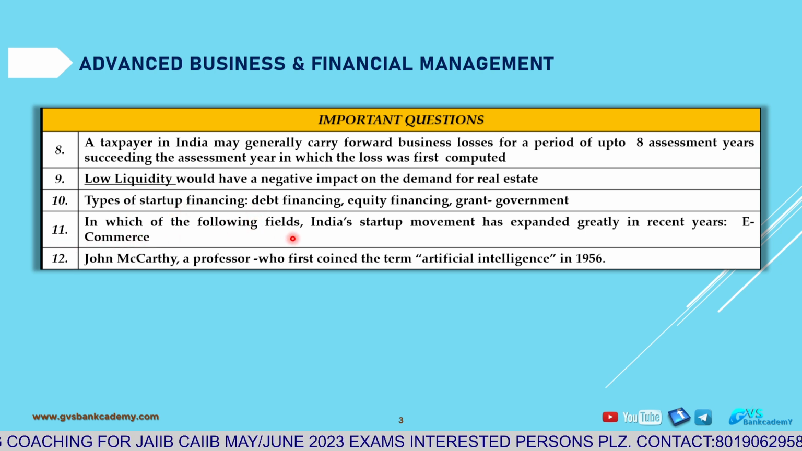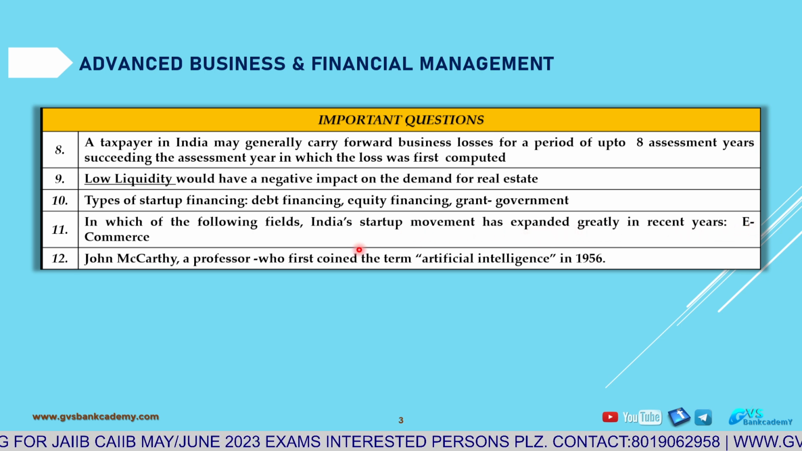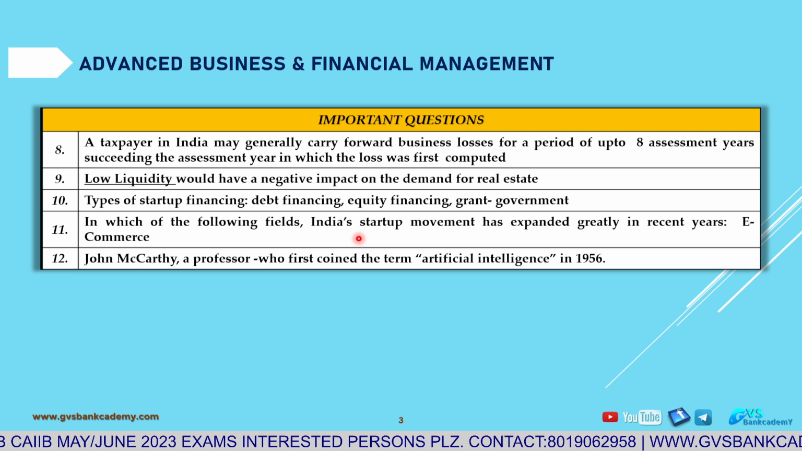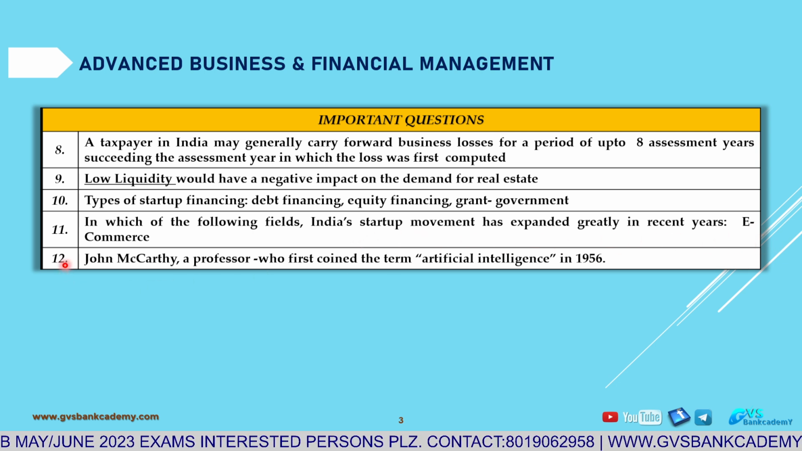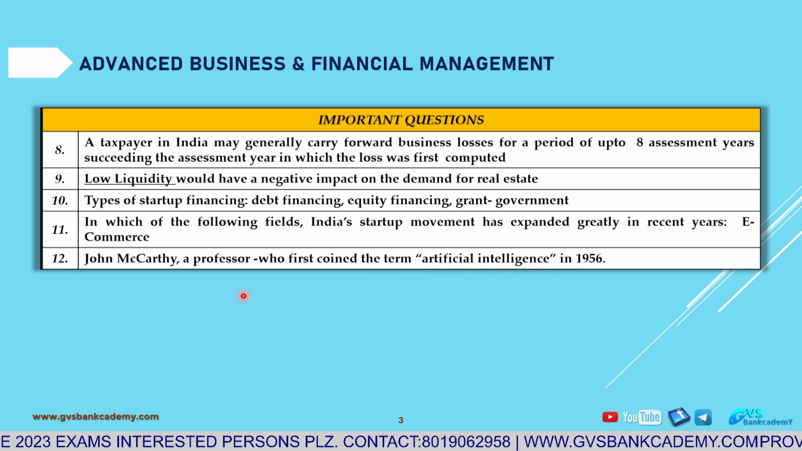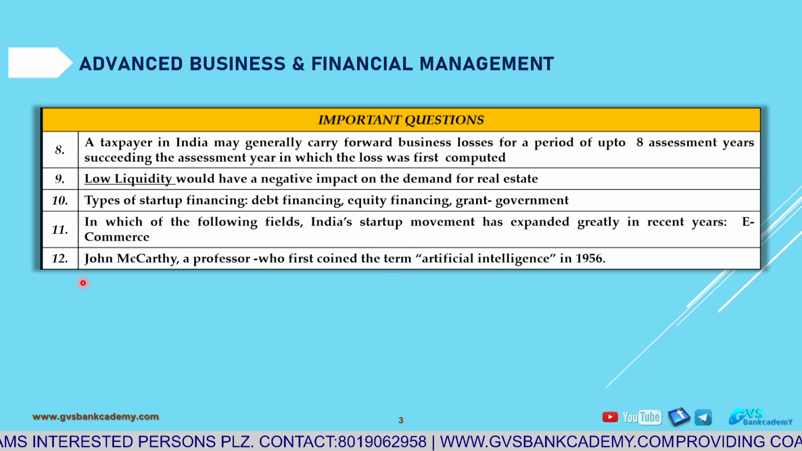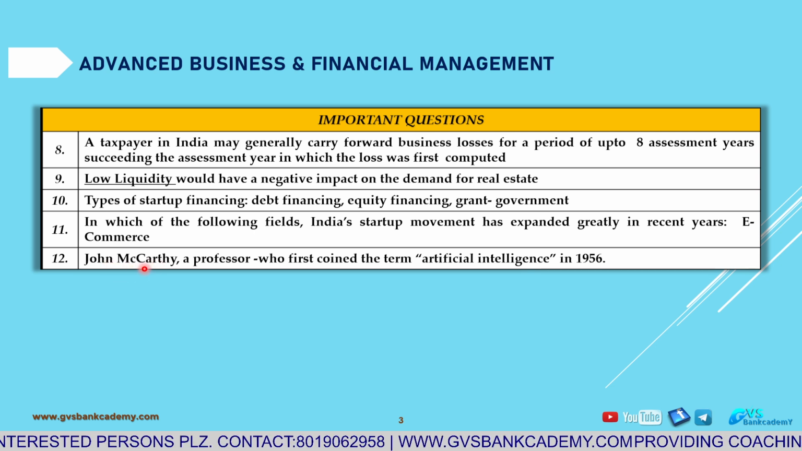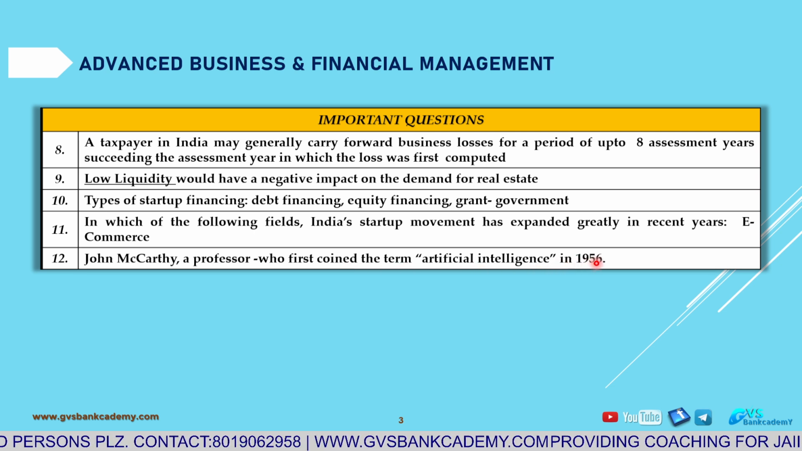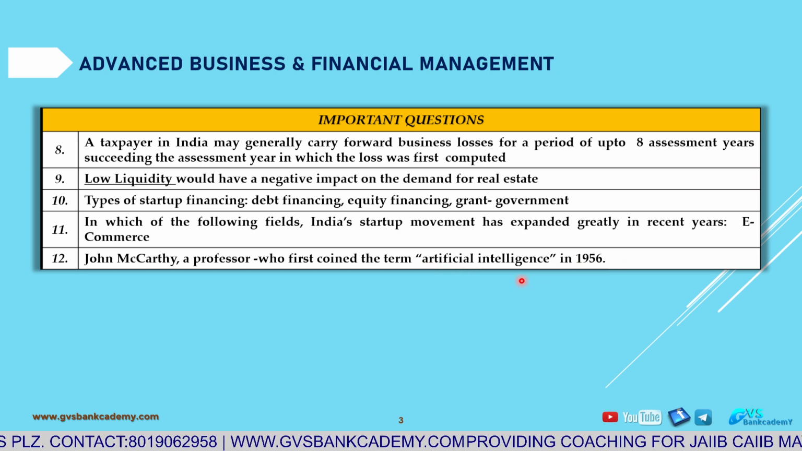11th question, in which of the following fields has India's startup movement expanded greatly in recent years? E-commerce. So many e-commerce units have been established and they are doing wonderful work in startups. Question number 12, artificial intelligence. This is also coming in a big way. Who first coined the term artificial intelligence? John McCarthy, a professor, first coined the term artificial intelligence in 1956. Artificial intelligence is also coming in a big way as of now.